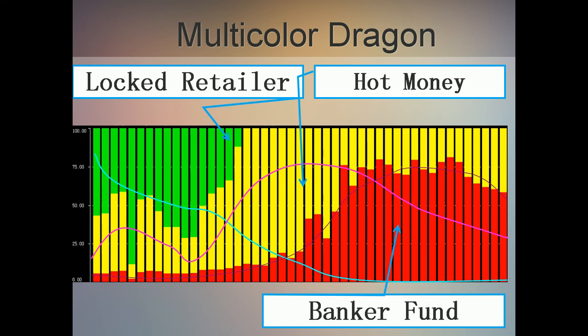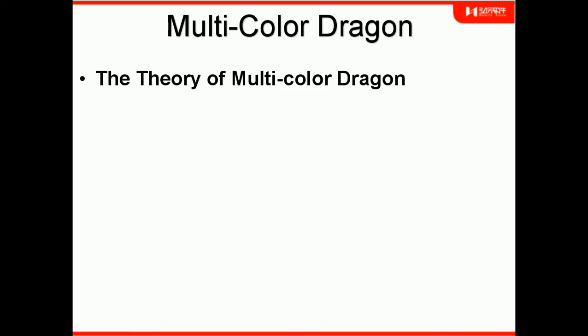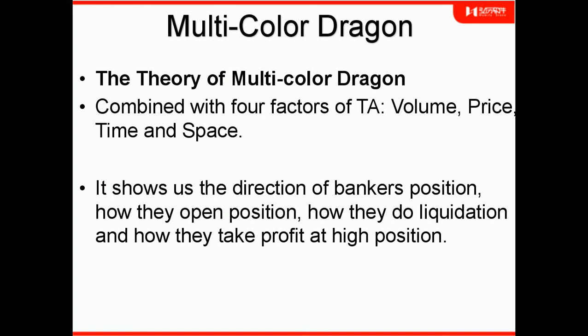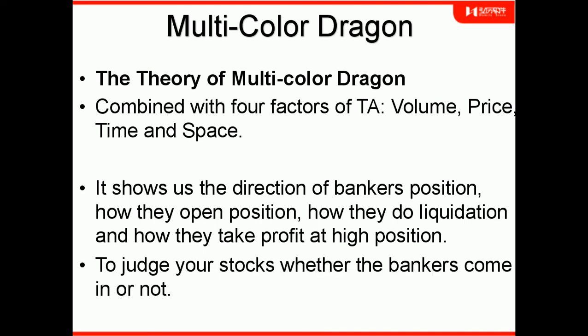This is the multicolored dragon. And then you can see the theory of multicolored dragon. So combined with 4 factors of technical analysis: the volume, the price, the time, and the space. And then you can see it shows us the direction of banker position, how they open position, how they do liquidation, and how they take profit at the high position. And then to judge your stocks whether the banker come in or not. So this is very useful.